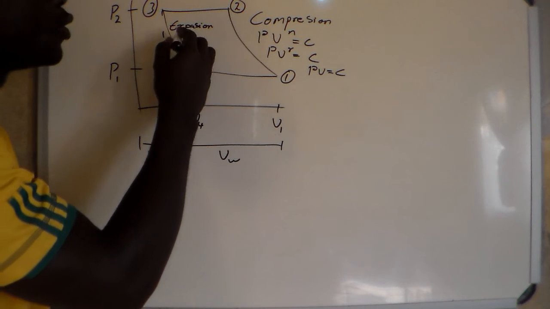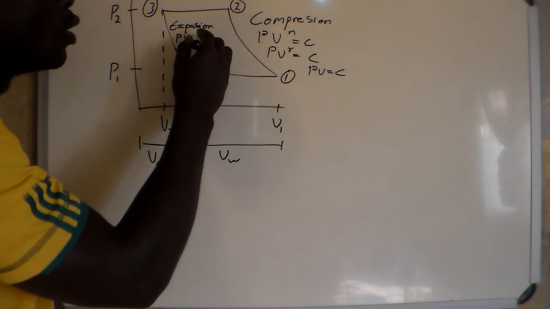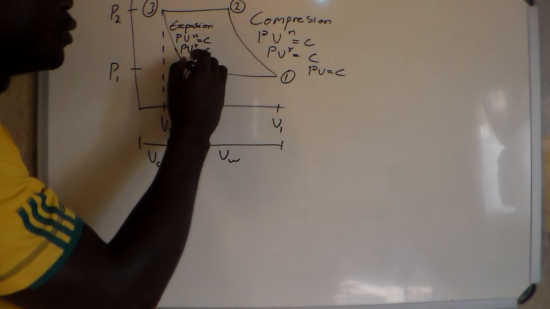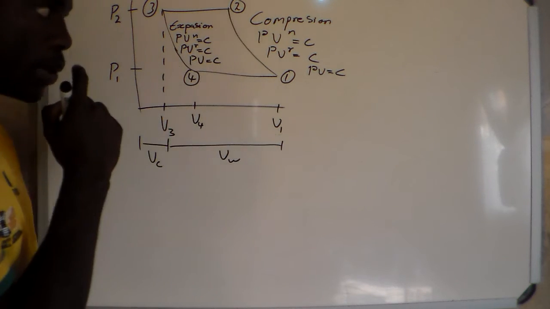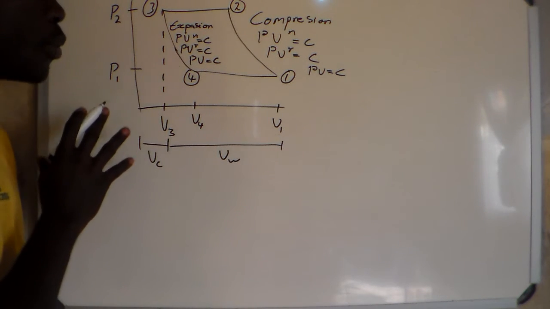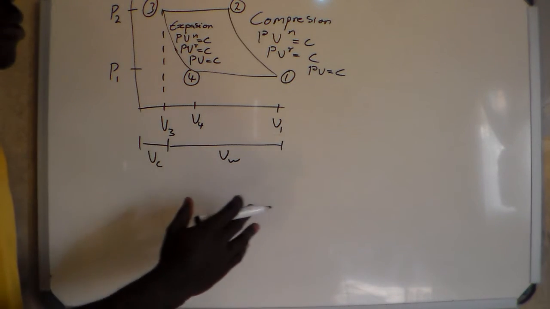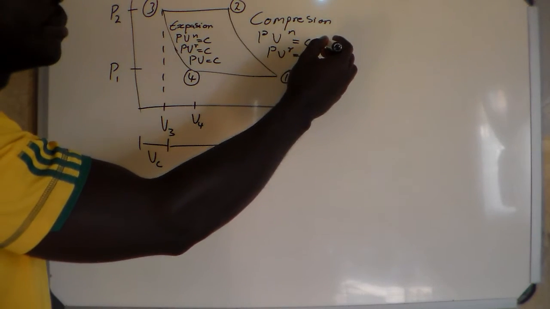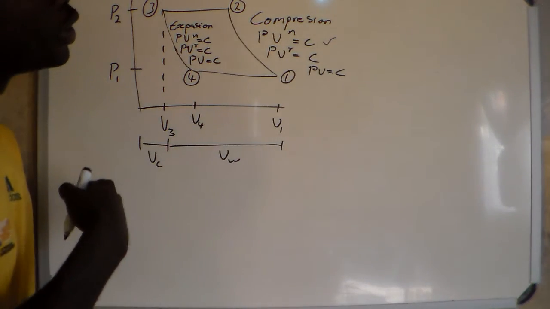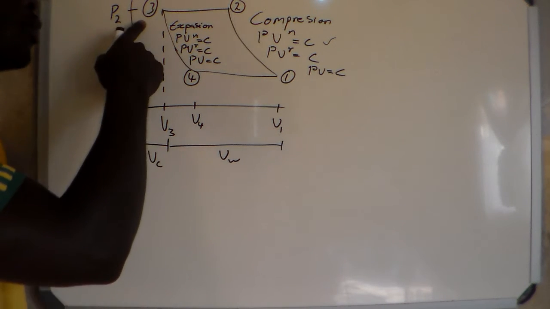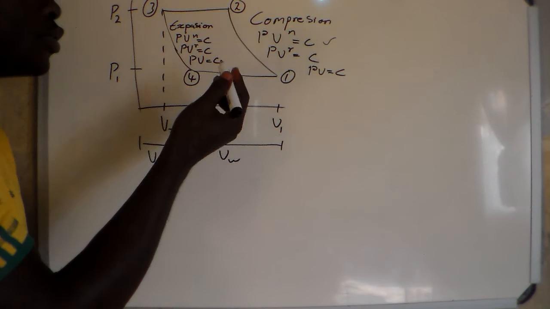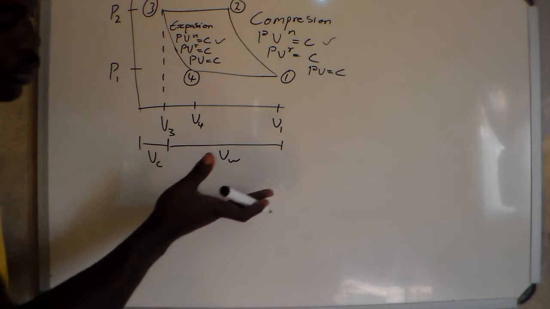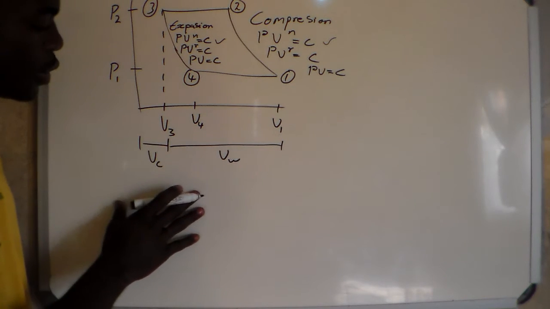Then even here it is going to depend on whether they use the law PV^n equals constant, or PV equals constant. It depends on the question. So if they say the compression from volume one to volume number two is using the polytropic law, then the expansion from volume three to volume number four, we are going to say is still a polytropic law.